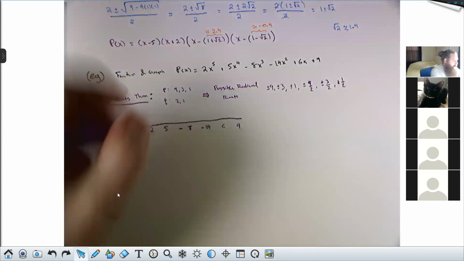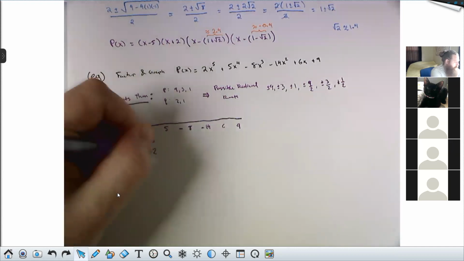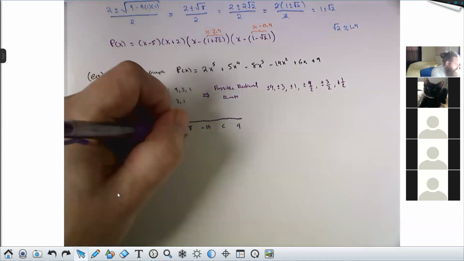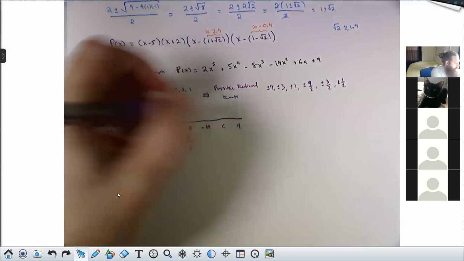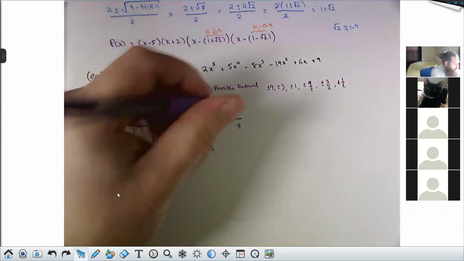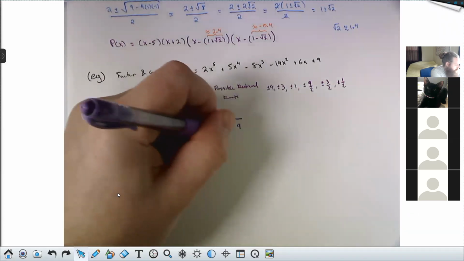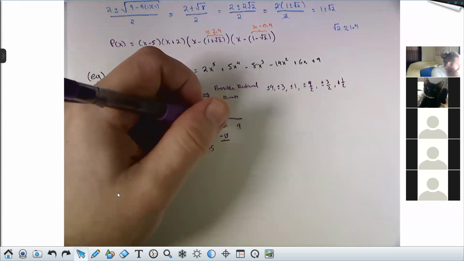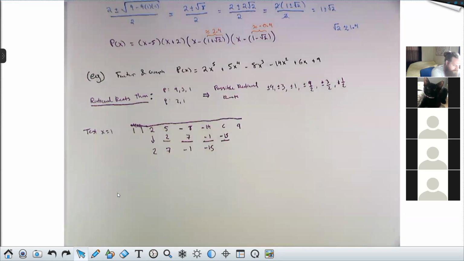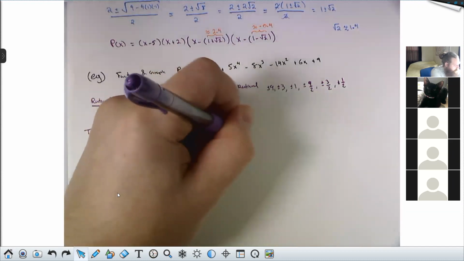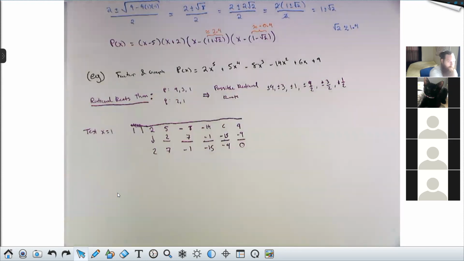All right. So I'm going to bring down this 2. 2 times 1 is 2. Plus 5 is 7. 1 times 7 is 7. Plus -8 is -1, times 1 is -1, plus -14 is -15, times 1 is -15, plus 6 is -9. Good, and that times 1 is -9, and those sum to 0. All right, so 1 worked.